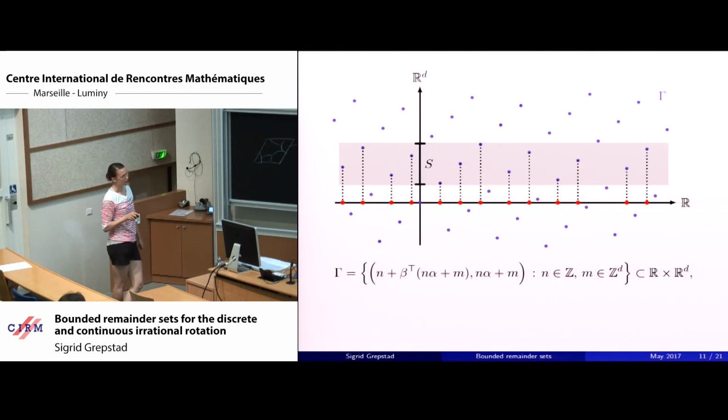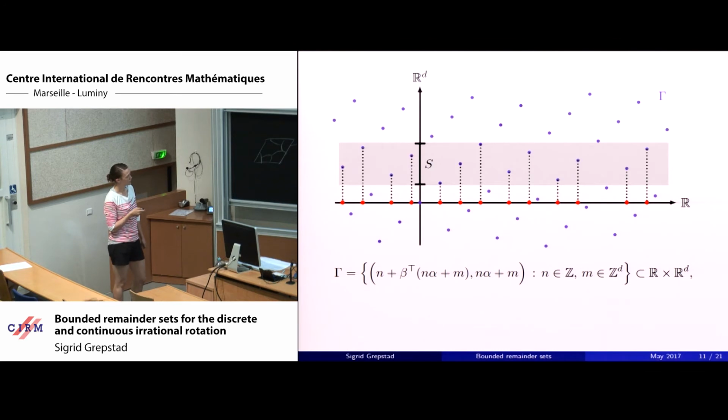Alpha and beta are now d-dimensional real column vectors. And under specific conditions on these two vectors, this will be a lattice in general position. Now, the important details are, first of all, this beta, I won't be talking too much about, but remember that it's bounded, whereas this alpha is necessarily an irrational vector.